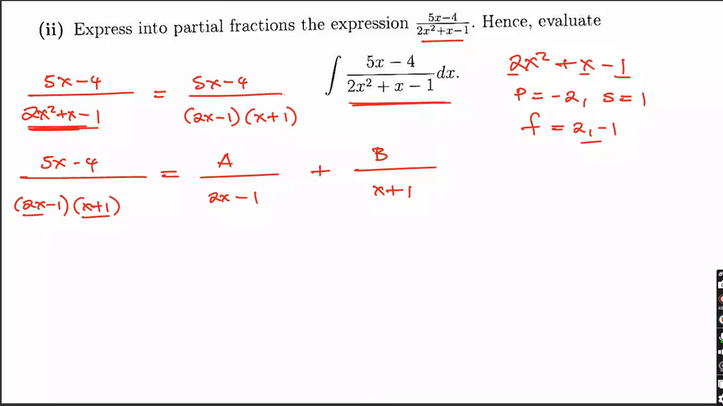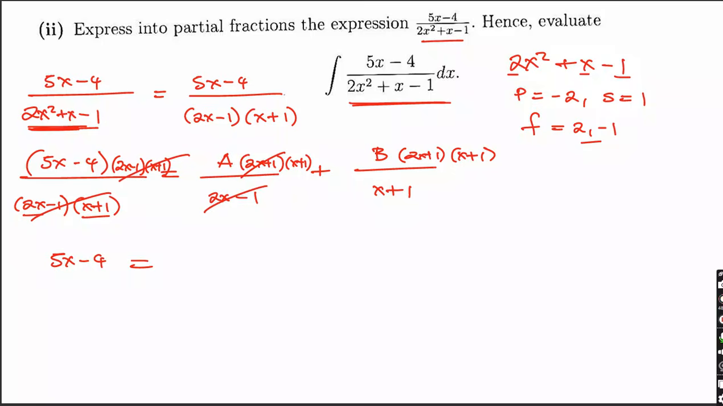So what can we do next? We are going to multiply everything by the denominator. So we multiply by the denominator, which is 2x minus 1, then x plus 1. You multiply everything, so this and this are going to cancel, and we are going to remain with 5x minus 4. Then this and this are going to cancel.